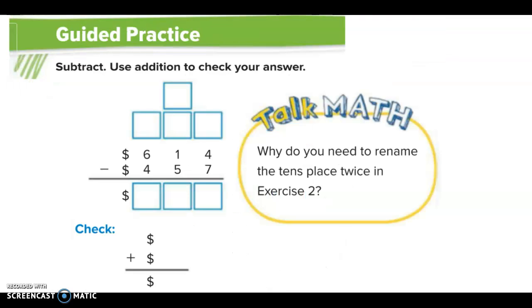Let's try just one more. Now this time we're going to have to regroup twice. So we always start with our ones. Picture those little blocks in your mind. We have 4 ones. They want you to take 7 away. No matter how good at math you are, if you only have 4 of something, you can't take 7 away. So we're going to come next door and we're going to regroup. We always just take 1, but they only had 1. So that's going to leave them with none. We'll worry about that in a minute.